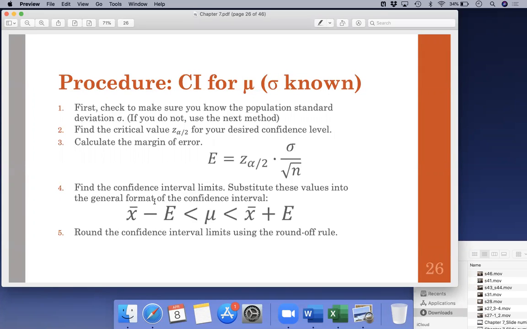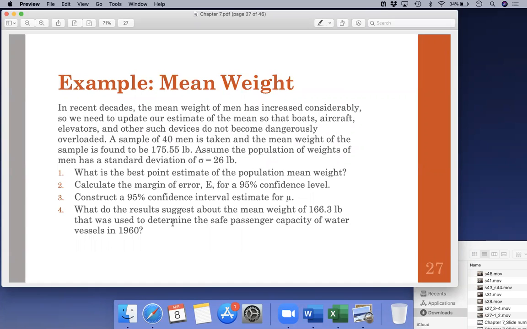Using some examples, I will show you how to find the confidence interval for the population mean when the population standard deviation is known. The first example is this mean weight. First read the example. In recent decades, the mean weight of men has increased considerably. So we need to update our estimate of the mean, so that boats, aircraft, elevators, and other such devices do not become overloaded. Then we have this information: a sample of 40 men.